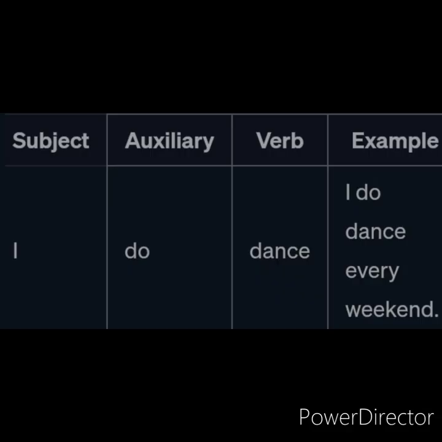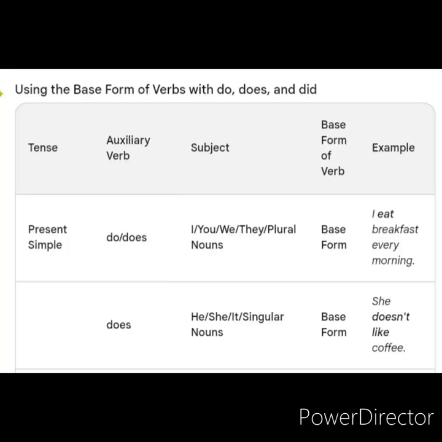Do plus base form of verb is used in simple present tense for plural subjects. I do, you do, we do, they do. Does plus base form of verb is used in simple present tense for singular subjects. Example, he does, she does, it does. Did plus base form of verb is used in simple past tense for all subjects, whether it is singular or plural.